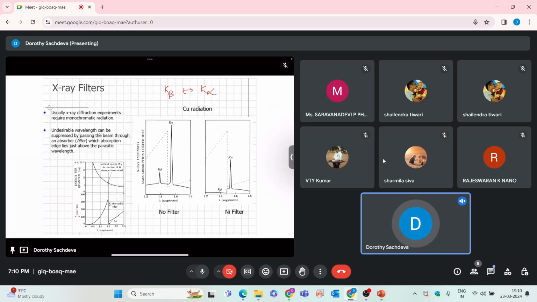So these undesirable wavelengths can be suppressed by passing the beam through filters which absorb edge lines just above the parasitic wavelength. So this nickel filter is used, which will absorb this K beta spectrum. So only the K alpha line will go to the sample.